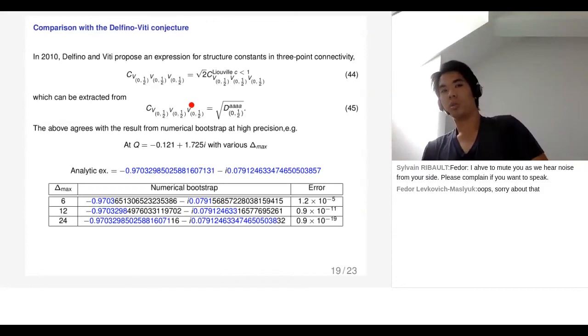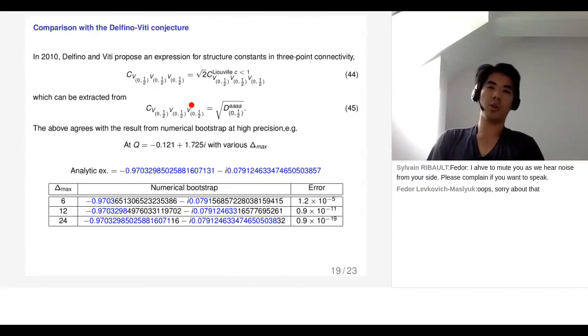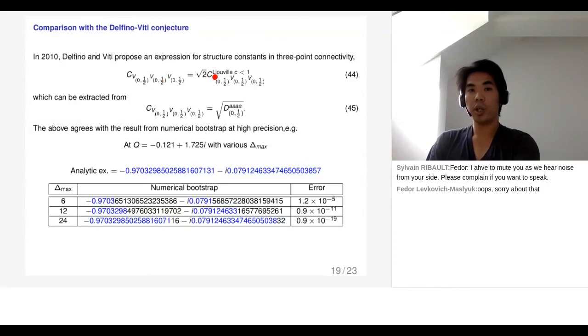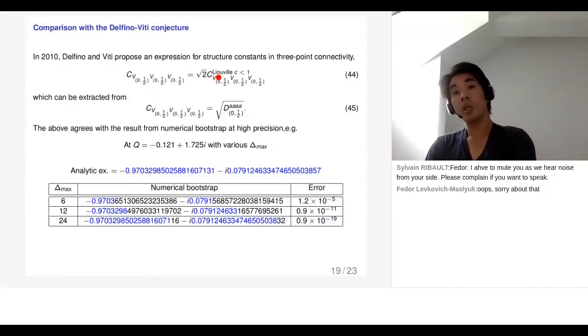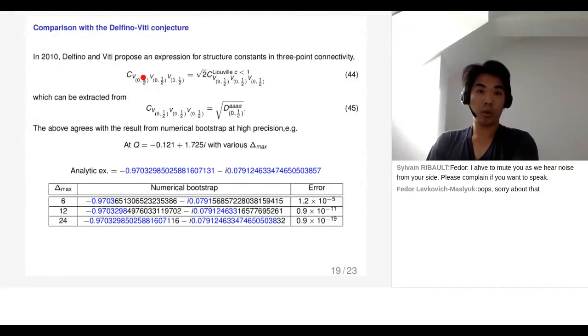So around 10 years ago, Delfino and Viti proposed analytic expressions for the 3-point function coefficients in the 3-point connectivity. So this one, where C Liouville here is just the 3-point function coefficients in Liouville theory, they're just some complicated products of Gamma functions. And so we can extract these 3-point function coefficients from the 4-point connectivity in this way. Therefore, we could compare our numerical result with the analytic expressions.